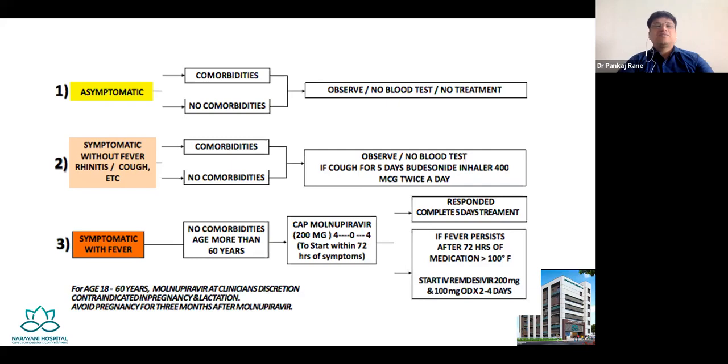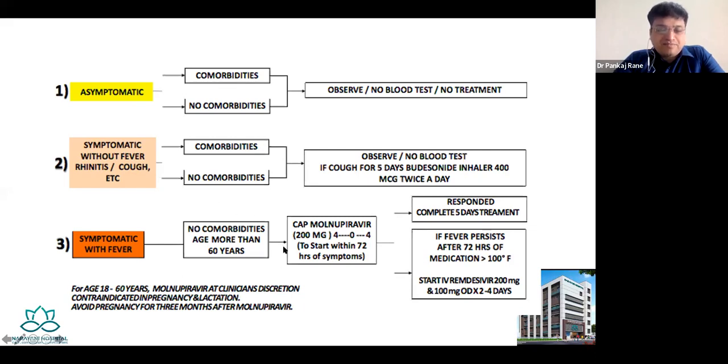These are the guidelines given by the government of Maharashtra for treating patients. If the patient is asymptomatic or mildly symptomatic, with no comorbidities, you just observe, no blood test, no treatment. If the patient has symptoms with fever, rhinitis, cough, even if he has comorbidities or no comorbidities, just observe. If cough, you can give budesonide inhaler, Budecort plain inhaler twice a day. If the patient's cough is responsive, you can give symptomatic treatment like paracetamol and Allegra.